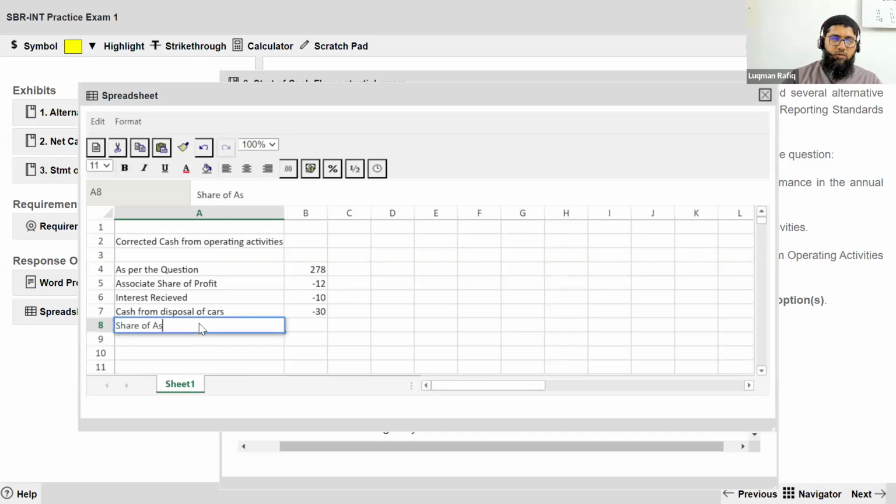Share of associate profit in P&L -4. This needs to be removed.